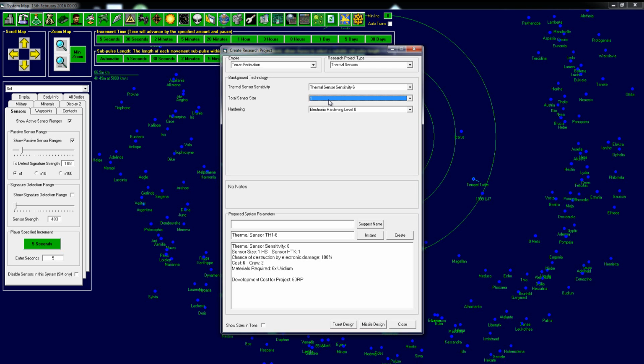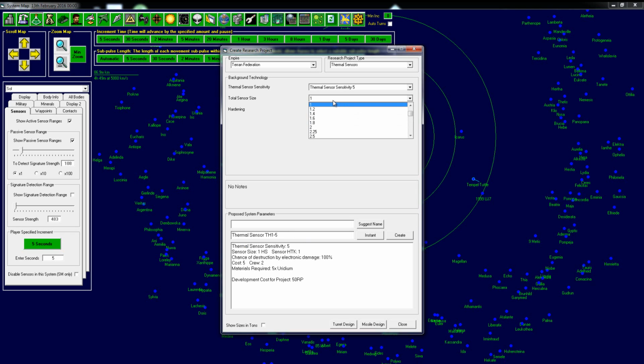Now, we'll have to look at a bit of math here. How does this work? Because the game does not really give you much information on the screen. You have thermal sensor sensitivity technology that governs the thermal sensor efficiency. Then you have total sensor size, and you have electronic hardening. If you watch my previous video on active sensors, you probably already know what electronic hardening is, and that's basically the resistance against electronic warfare. Now, the thermal sensor has only one statistic that is actually very useful for you, and that's thermal sensor sensitivity.